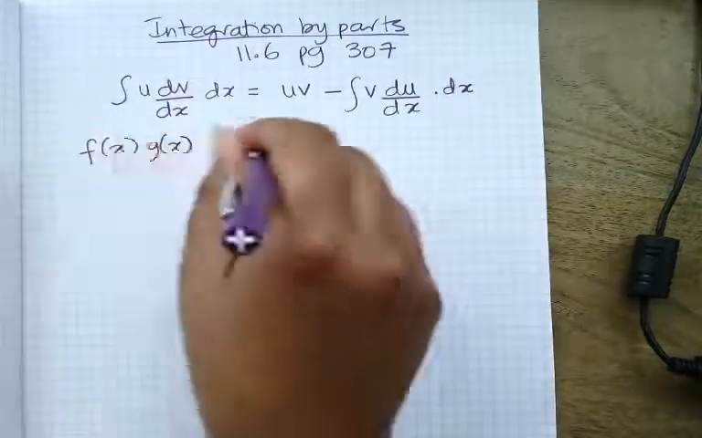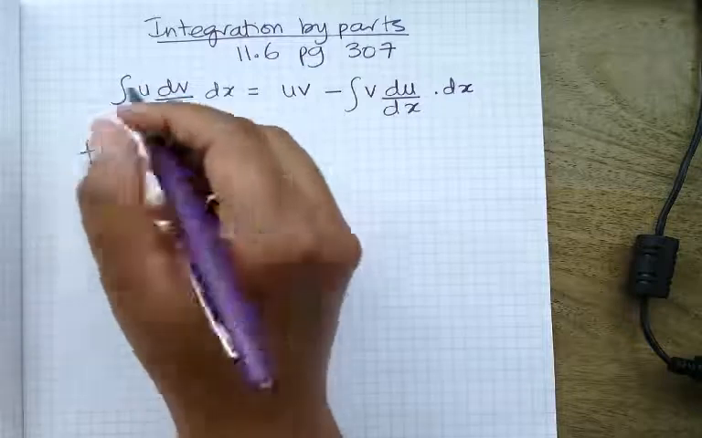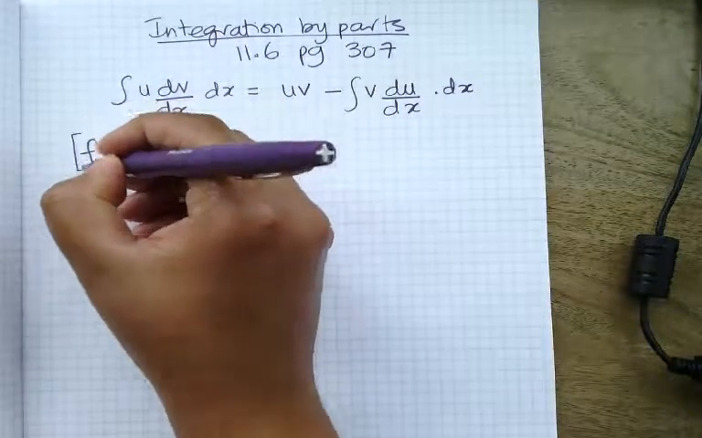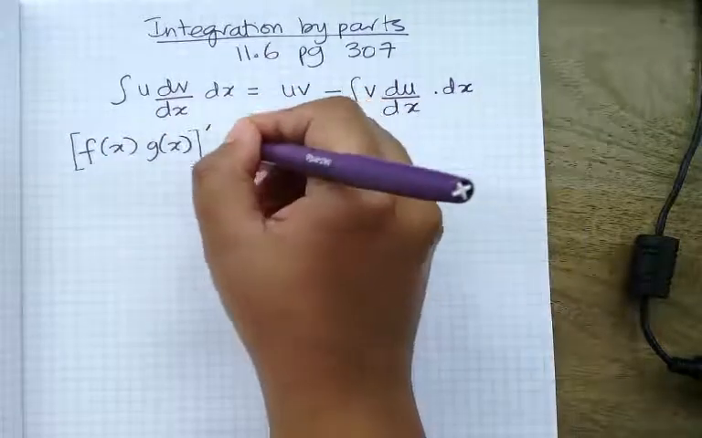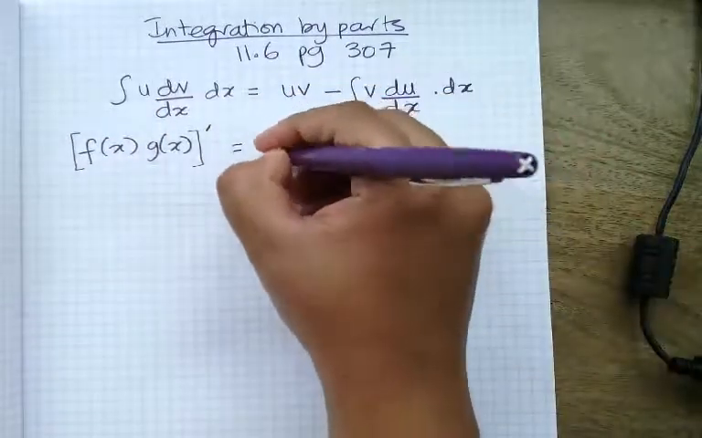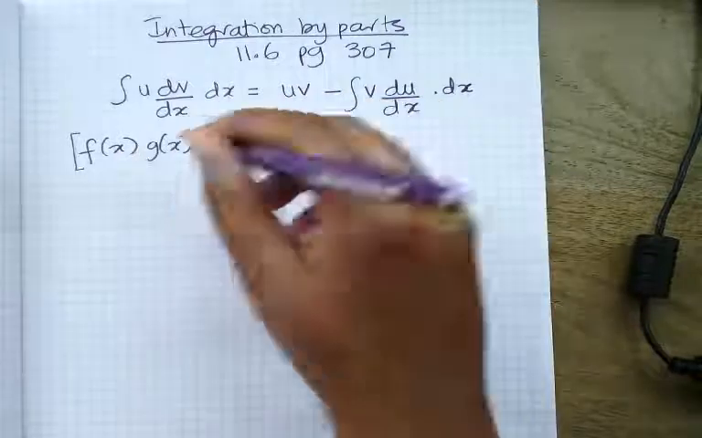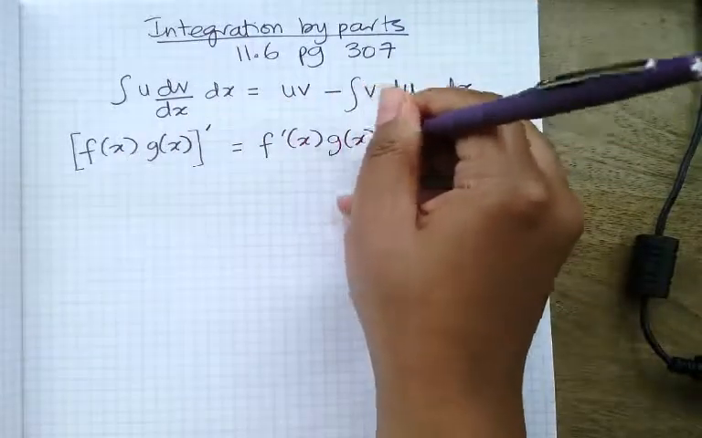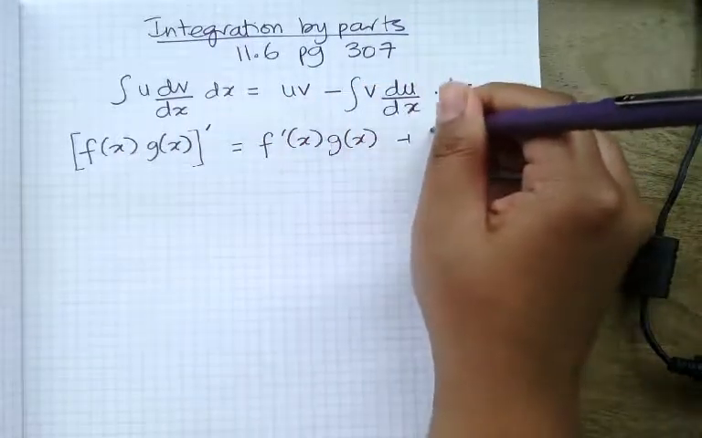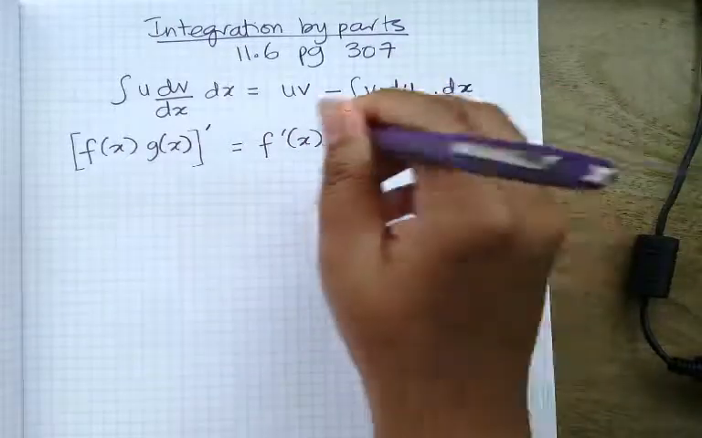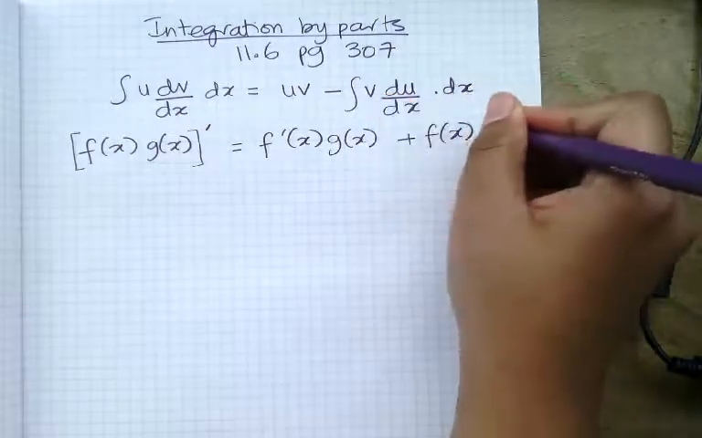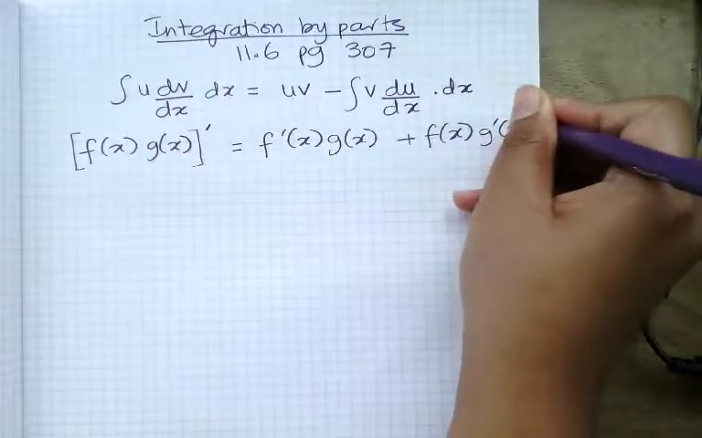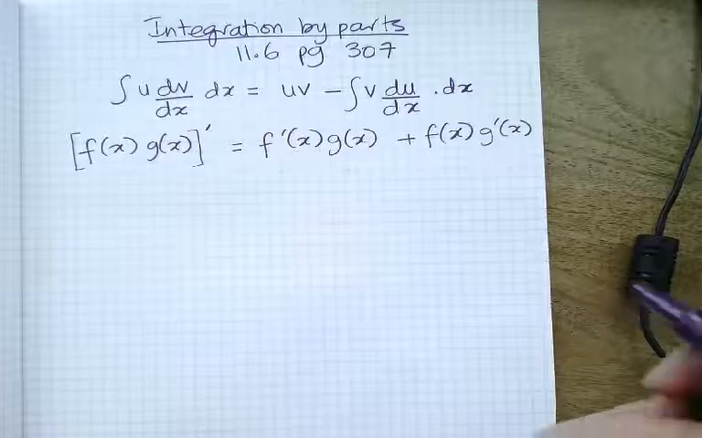In the product rule for differentiation, you learned that if you were to differentiate a product of two functions, you would get the derivative of one multiplied by the other, and then you would differentiate the other function and multiply it by f of x, for example, here. So this is what you learned in differentiation.